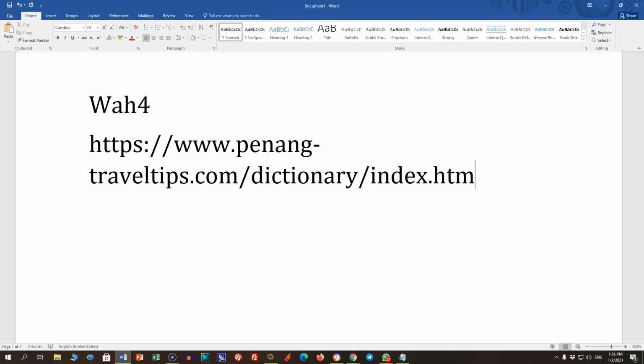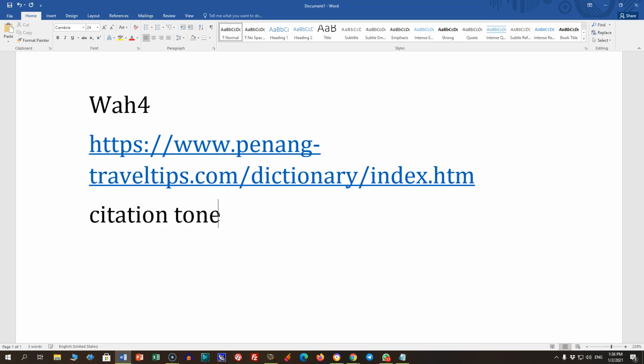Okay, so whenever you have a word to look up, go to the dictionary and you will find it. And the word that you look up will be in the citation tone. The citation tone means that the tone as it appears in the dictionary before it changes its tone. Now, going back to the word wah, that is in the citation tone.